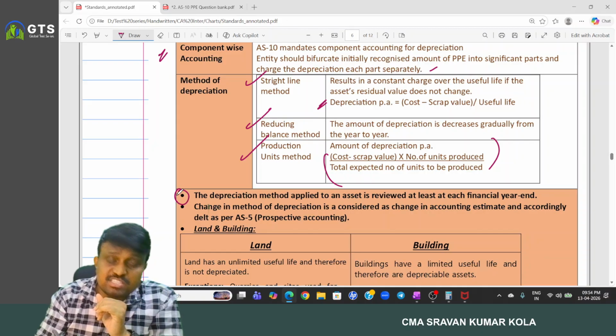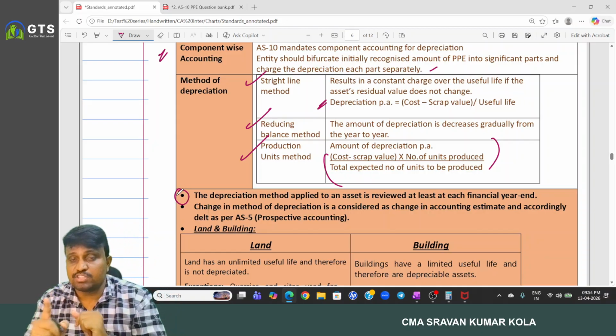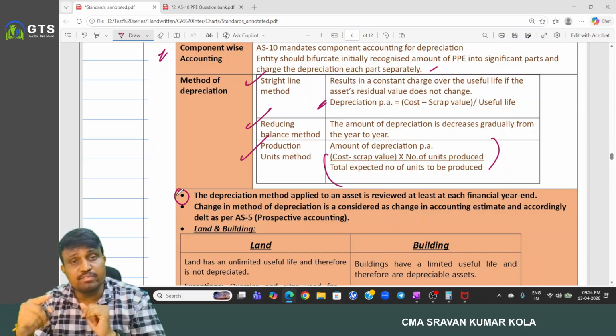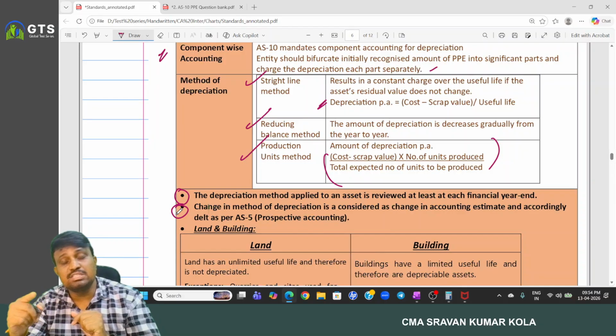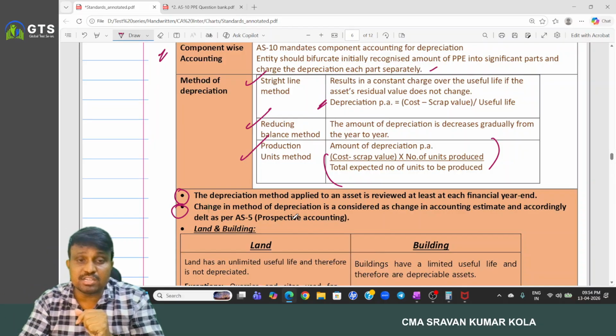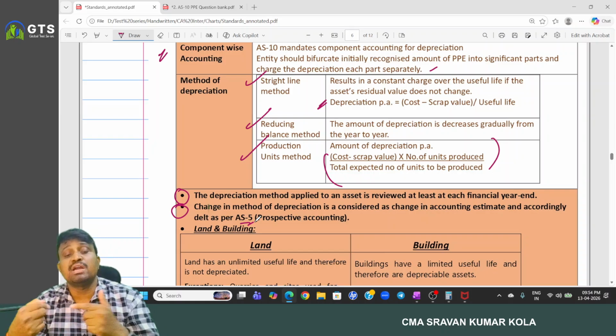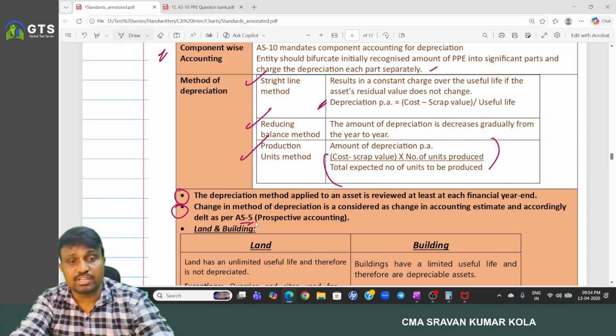And remember, the depreciation method is an accounting estimation, not an accounting policy. It should be reviewed at the end of each year. A change in the method of depreciation is considered a change in accounting estimation and is accounted for as per AS 5, by applying the prospective effect of an accounting.